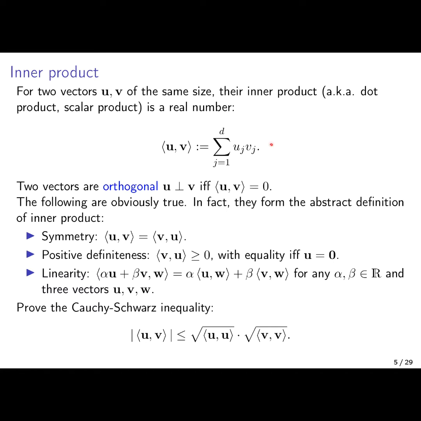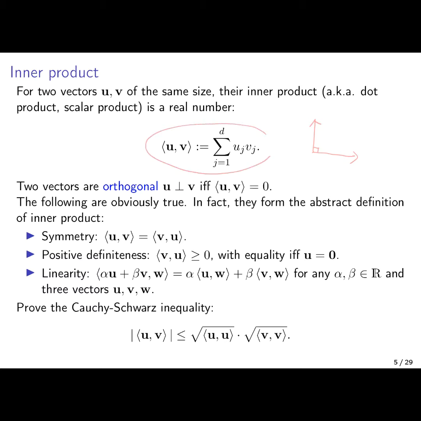As you can see, the dot product of two vectors is a number, a real number. It's not a vector anymore. And we say two vectors are orthogonal, using this notation, if the dot product between them is 0. So if I draw a picture, if I have a vector like this and I have another vector like this, then they're orthogonal, right? The dot product would be 0.